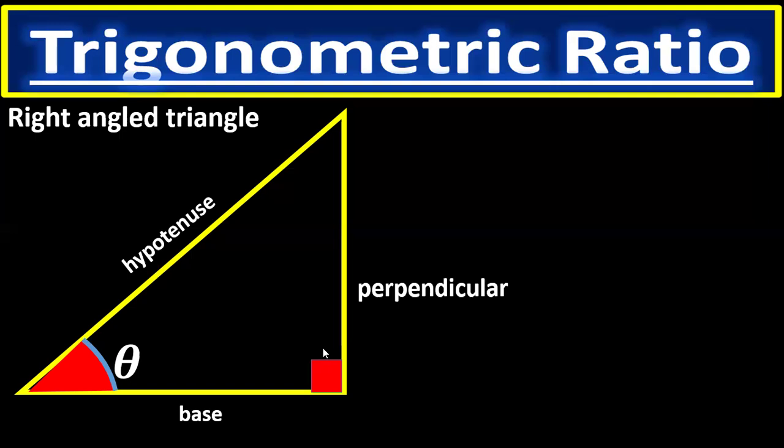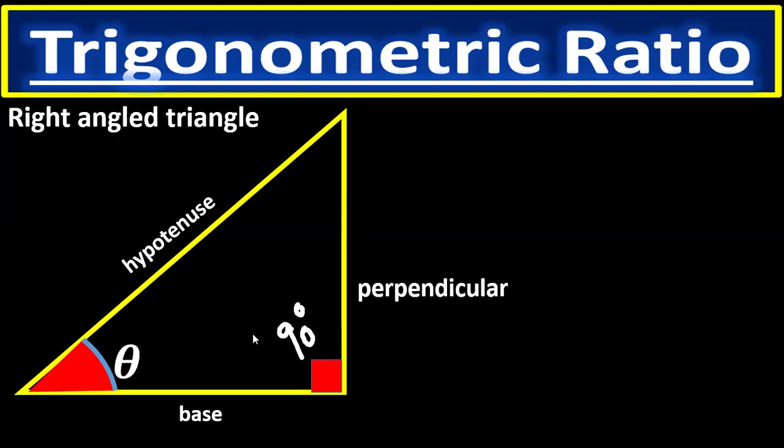In this triangle, this angle is 90 degrees. This square sign will always represent an angle of 90 degrees. This is a 90 degree angle. So a triangle having one angle equal to 90 degrees is called a right angle triangle. This is a right angle triangle.